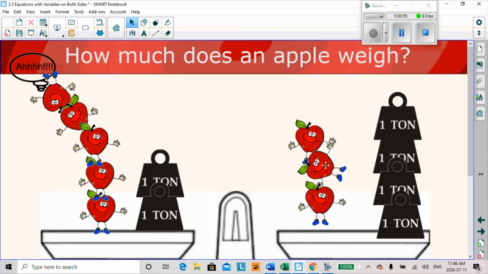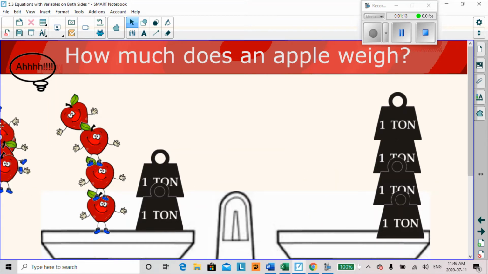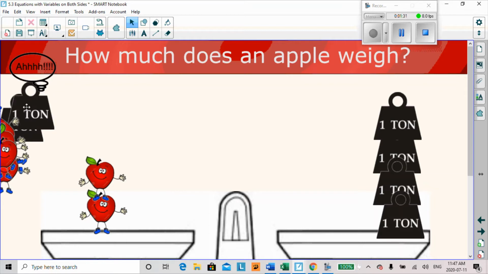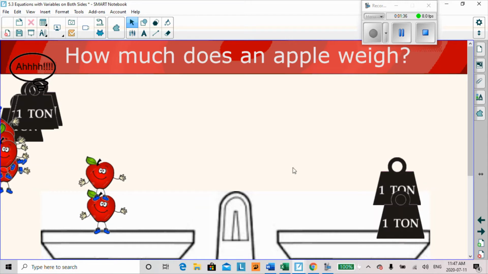So if I take away those 3 apples on the right-hand side, remember, I have to have everything balanced. So that would mean I have to take away 3 apples on the left-hand side. So I'm going to take away these 3. And then I have to take away 3 over here. So now it's still balanced. But I have just apples on the left-hand side, and I'd like to get rid of the tons that are on that side. So if I take away those 2 tons on the left, that means I have to take away 2 tons on the right to keep everything balanced.